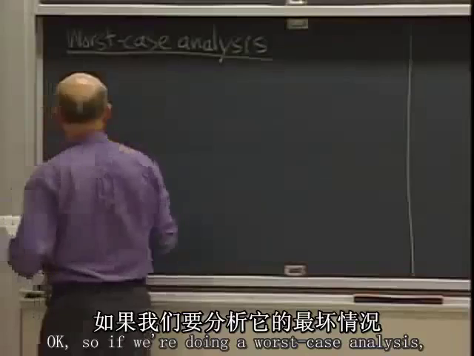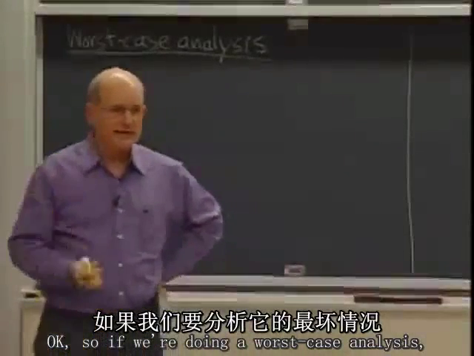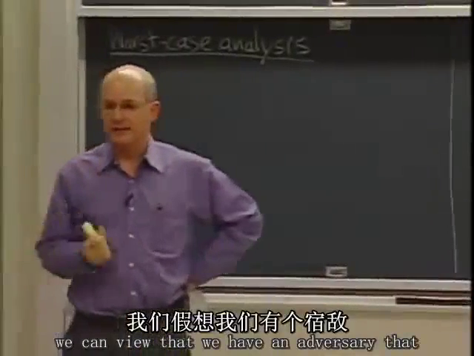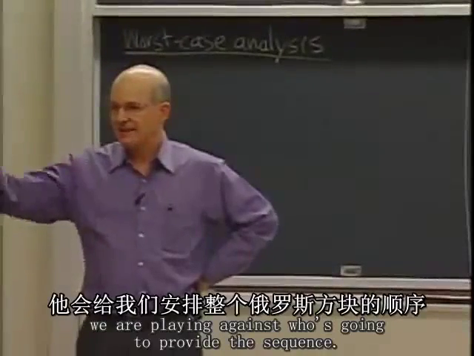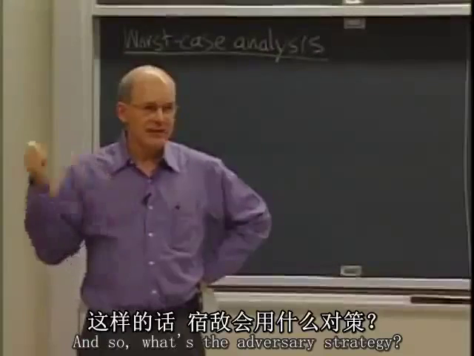Okay, so if we're doing a worst-case analysis, we can view that we have an adversary that we're playing against who's going to provide the sequence. The user is going to be able to see what we do. And so what's the adversary strategy?